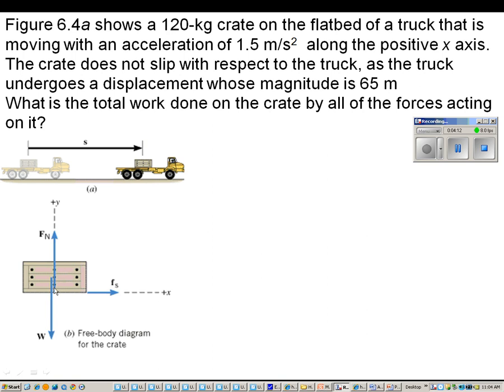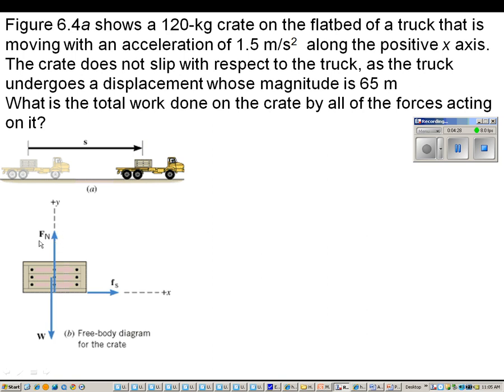Well, the easiest ones to look at first are the normal force and the weight. The displacement of this object is only in the x direction. So the work being done by the normal force, which is in the y direction, has to be 0. This crate does not move in the y direction at all.